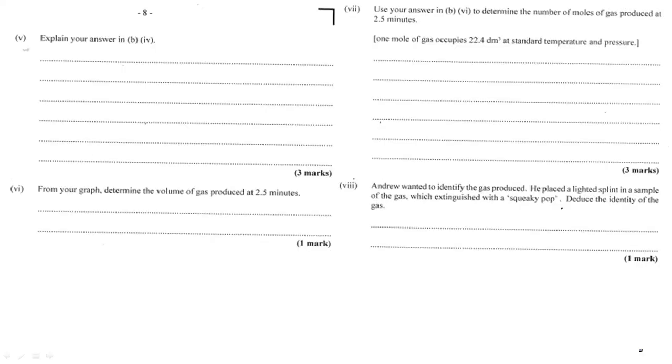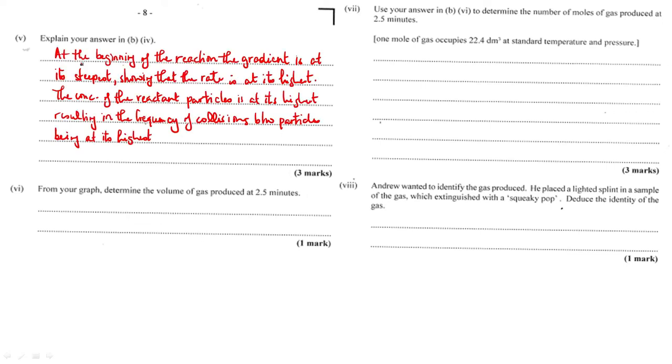It says explain your answer. I just did. Okay, so it says that you need to explain your answer in B4. So what I would write is, at the beginning of the reaction the gradient is at its steepest, showing that the rate is at its highest. The concentration of the reactant particles is at its highest, resulting in the frequency of collisions between particles being at its highest. So I said highest like 3 times.